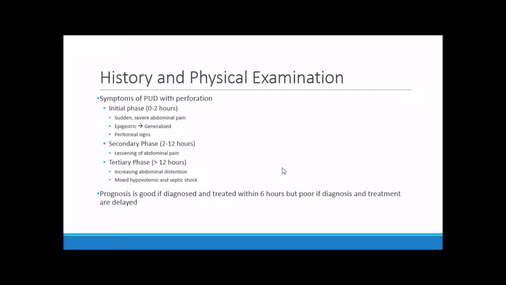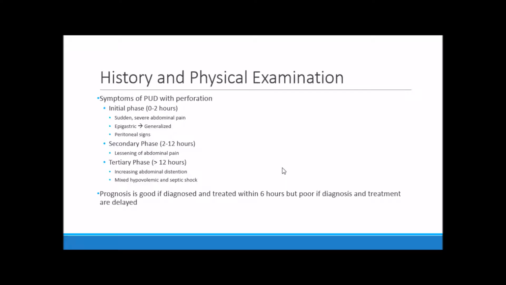Patients who do perforate tend to go through stages, okay? And you should know that patients look different depending on what stage they're in. Initially, it's pretty dramatic, okay? Between 0 and 2 hours, they have really, really bad abdominal pain, peritoneal signs, and their pain, which usually is localized when it's just the ulcer, will become very generalized once it perforates.